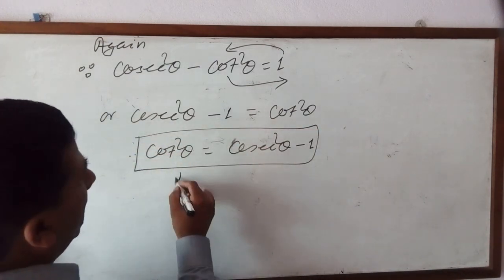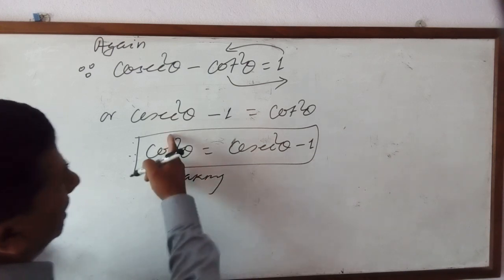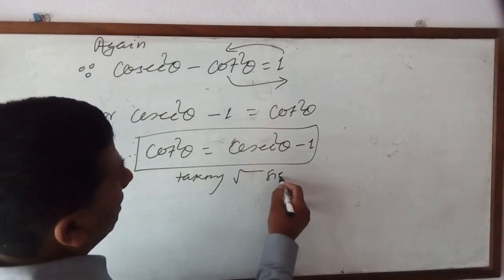Now how to remove this square? Taking root sign on both sides.